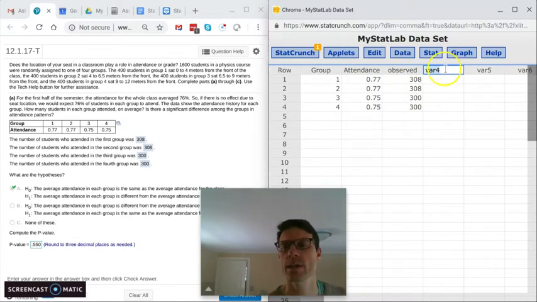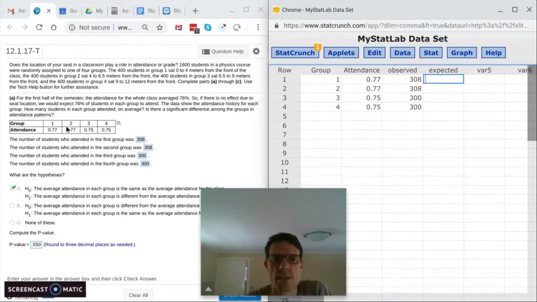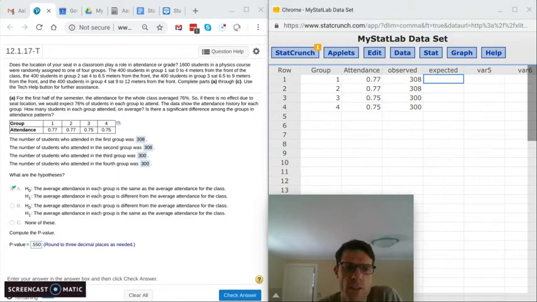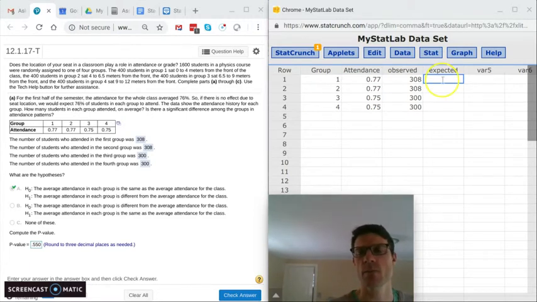Now we want to get our expected column. If position has no effect on attendance, then the overall attendance average for the class should be what you would expect to get in each position. Remember, that's our null assumption: the average attendance in each group is the same as the average attendance for the class. So we're just multiplying 0.76 times 400 here.